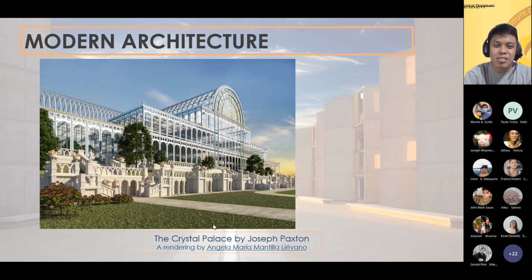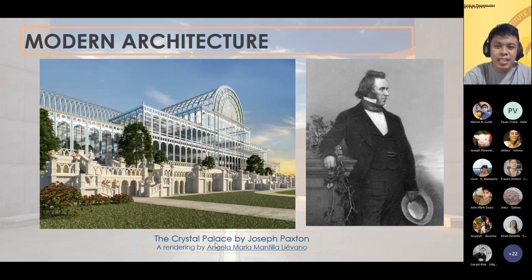So it looks like that day, no? Ang Crystal Palace nowadays, if ever ipadayon siya tukod or gitukod siya balik. So it looks like that. Again, the designer is Joseph Paxton. So this is the building that really started the modern architecture.